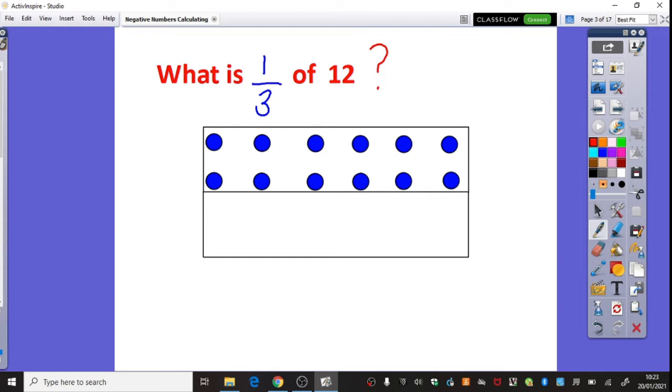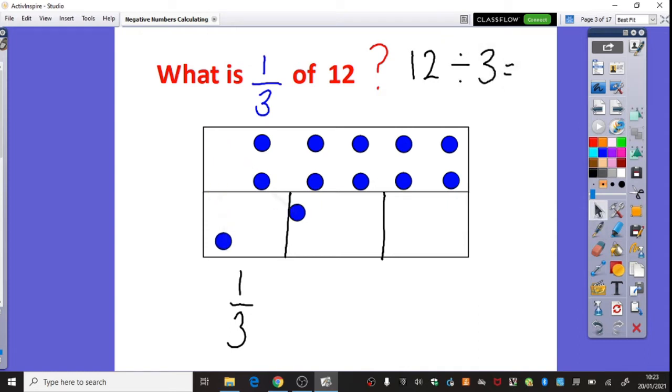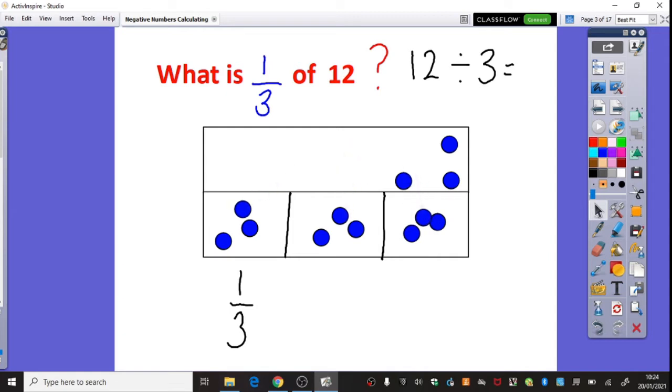And what I'm going to need to do, if I'm looking to find 1/3, I'm looking to break my whole bar into 3 parts if I'm wanting to find 1/3 of my 12 here. So in order to be able to find 1/3 of 12, I'm going to need to take my 12 counters and divide them between the 3 bars. So if I do that now, we've got 1, 2 and 3, 4, 5 and 6, 7, 8 and 9, 10, 11 and 12.